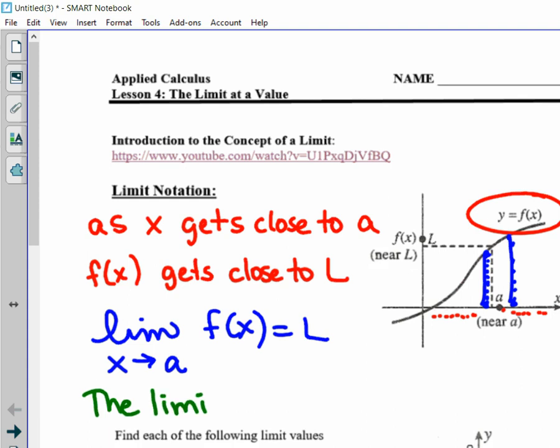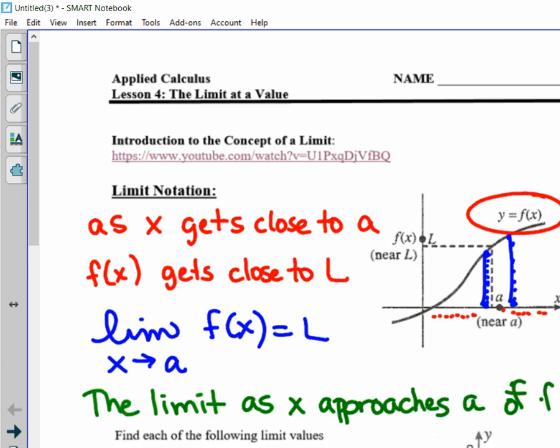Limit, I'm going to write that out in words. You can do that or not, up to you. As x approaches a of f of x is equal to L.